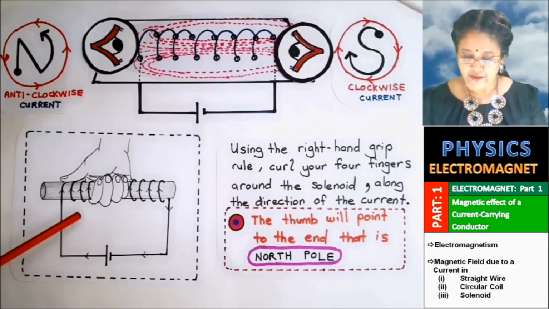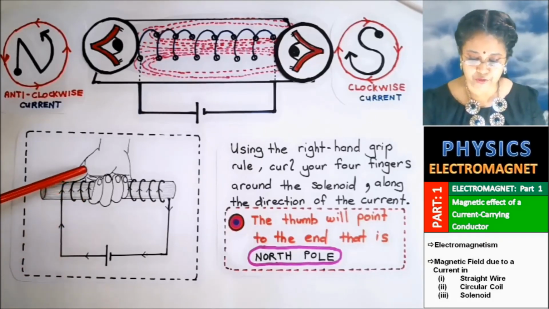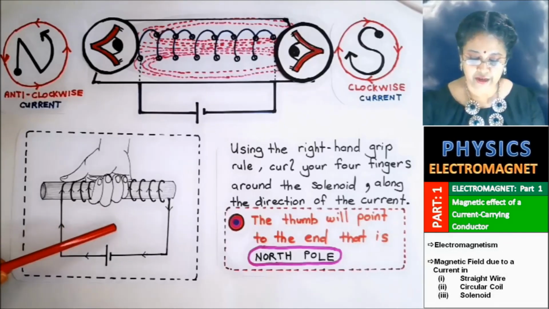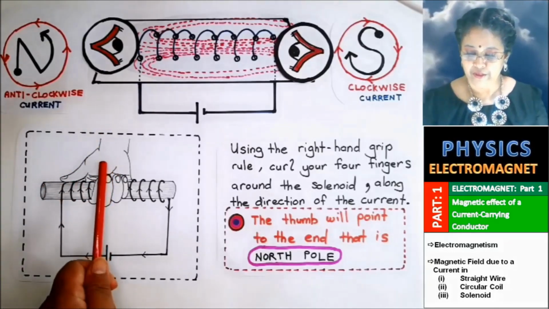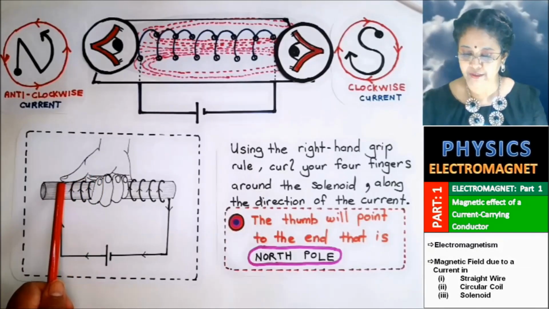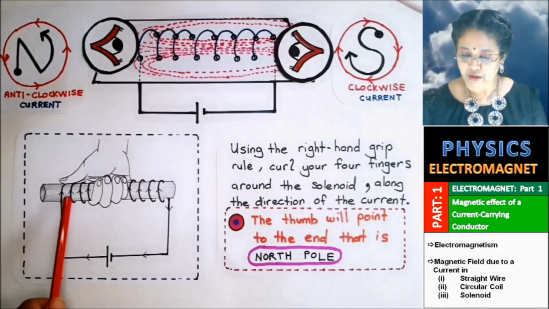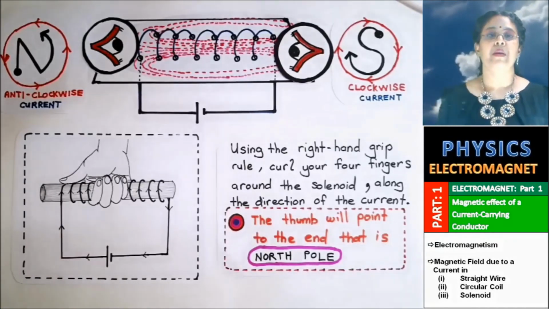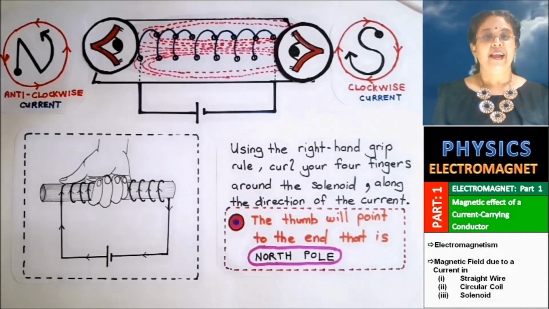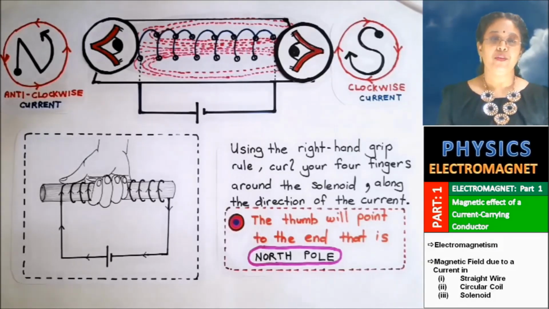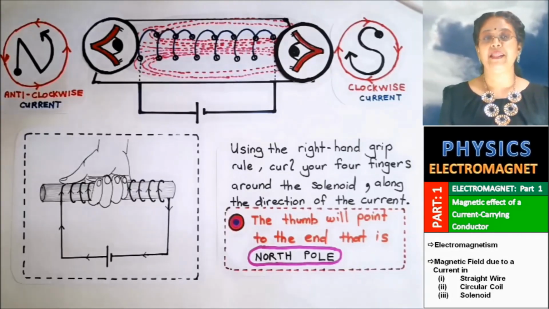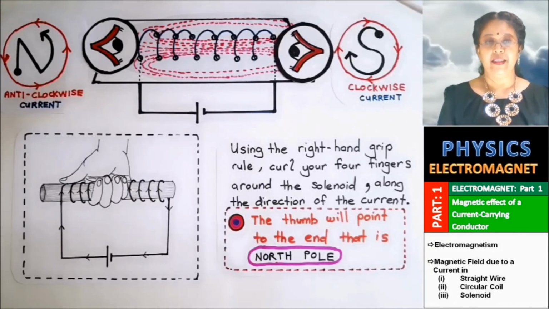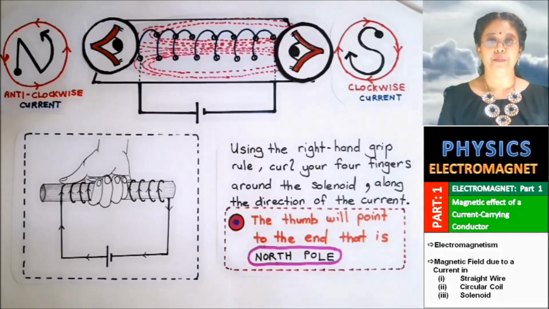Now as you can see, since the current flows from bottom to top in this way, therefore the fingers curl in an upward direction. By doing so, the thumb is pointed in this way, which shows and confirms that this end is a north pole. So by doing this action, the polarity of one end of the solenoid can be obtained by looking at the thumb direction. The thumb will point to the end that is the north pole.